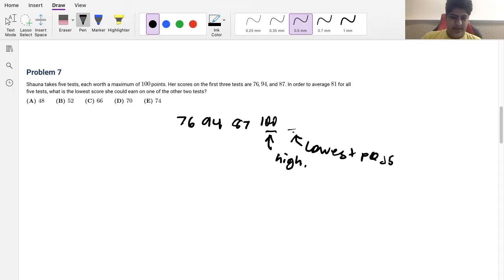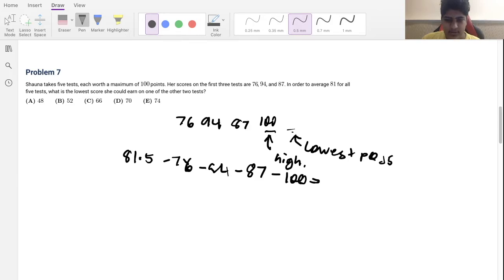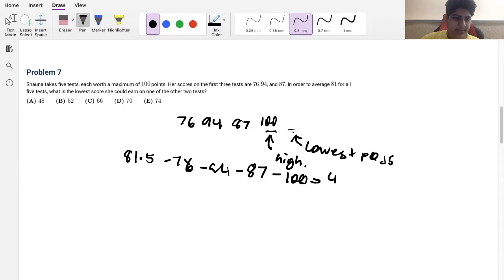And we already know that the highest possible score is 100, and thus we can compute the lowest possible score, which is going to be 81 times 5 minus 76 minus 94 minus 87 and then minus 100. And this expression results in 48, which is choice A. So now let's move on to the next problem.